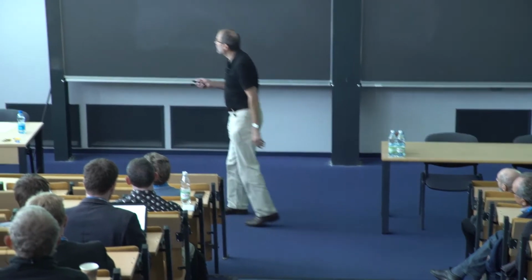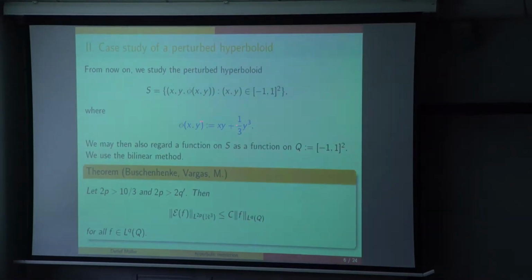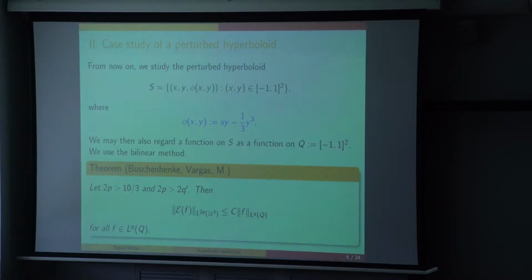And our recent result is that indeed, for that perturbed hyperboloid, we still have the right Fourier extension operator estimate. Don't worry, I wrote 2p everywhere in place of p, because this relates better to the bilinear approach later. But you should think of 2p as p, I mean some other number. So this is basically the analog of the previous result by Vargas and Lee for the unperturbed case.